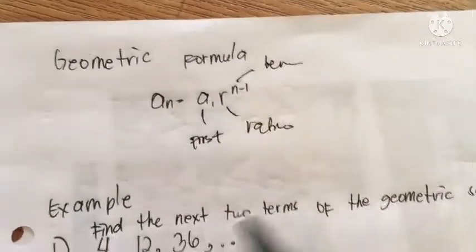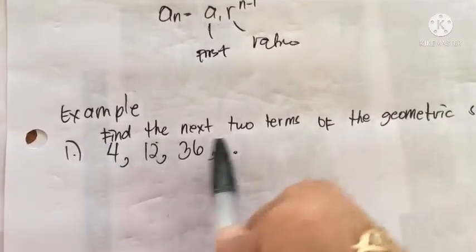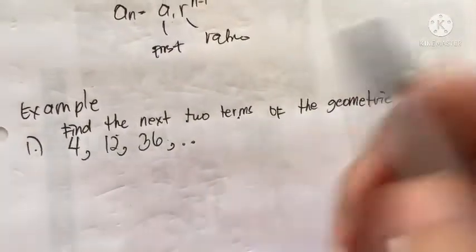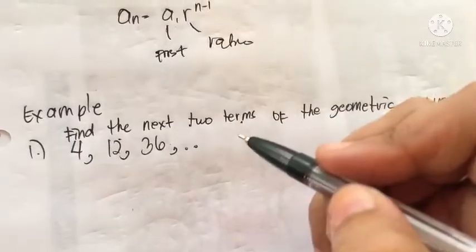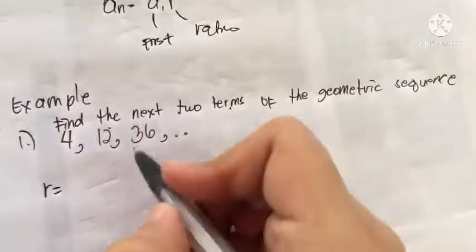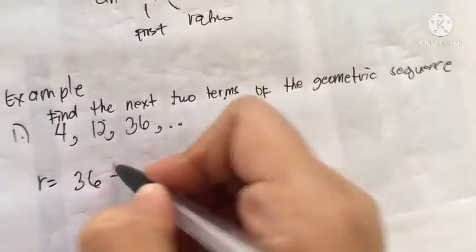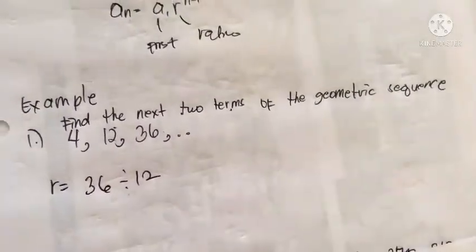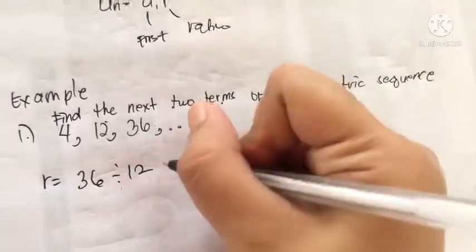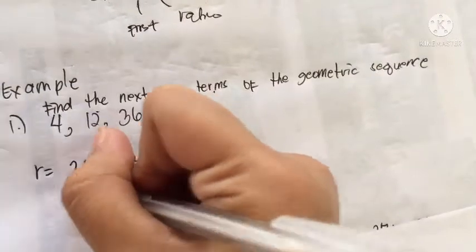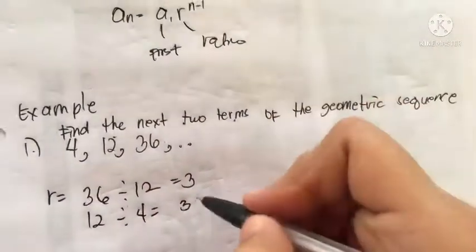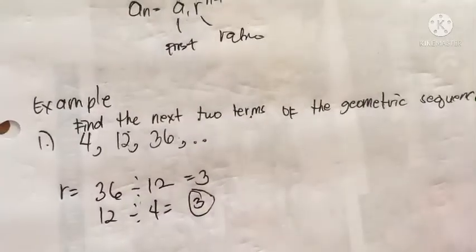Okay? So, example tayo. Find the next two terms of the geometric sequence for 12, 36. So, first thing to do is to find the common ratio. Again, paano natin nahanapit yung ratio natin? 36 divided by 12, ang sagot natin is 3. So, isa pa. 12 divided by 4, ang sagot natin is 3. Ibig sabihin, ang common ratio natin is 3.